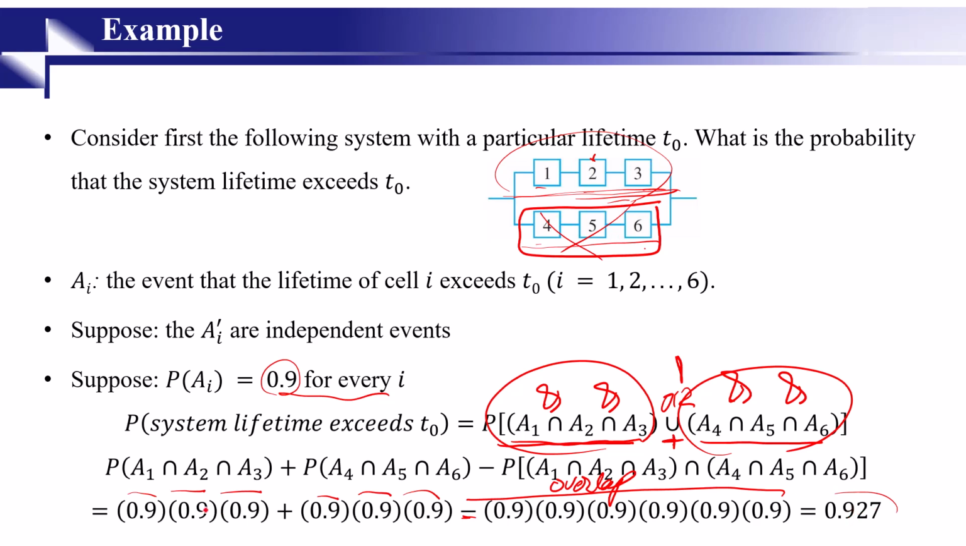So that's 0.9 cubed, which gives us 0.729. Then minus 0.9 to the 6, minus 0.9 to the 6, which is something like 0.531, and the result will be 0.927, which is equal to 92.7%. Independence lets us multiply like this.